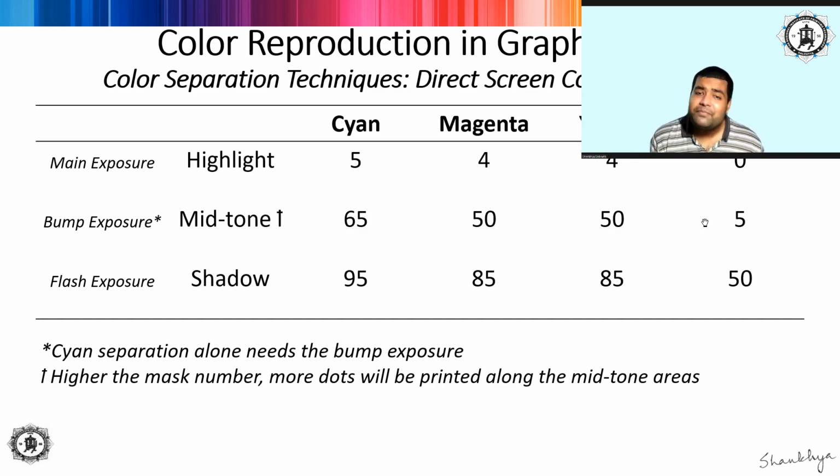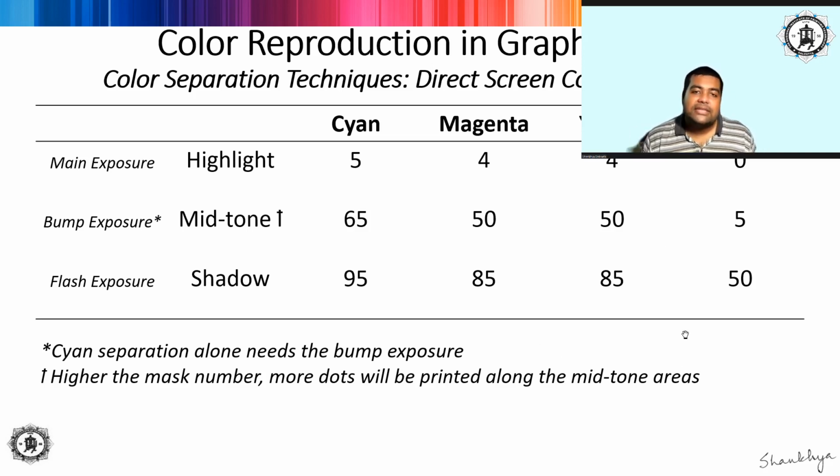The bump exposure is required for the cyan printer to ensure that the neutral gray balance of the set of separations is maintained. The highlights will have to be nearly equal in size. The midtones will contain more cyan than magenta and yellow, as you can see over here. The shadows will also print more cyan than magenta and yellow, and that is quite visible from the data we have provided here.